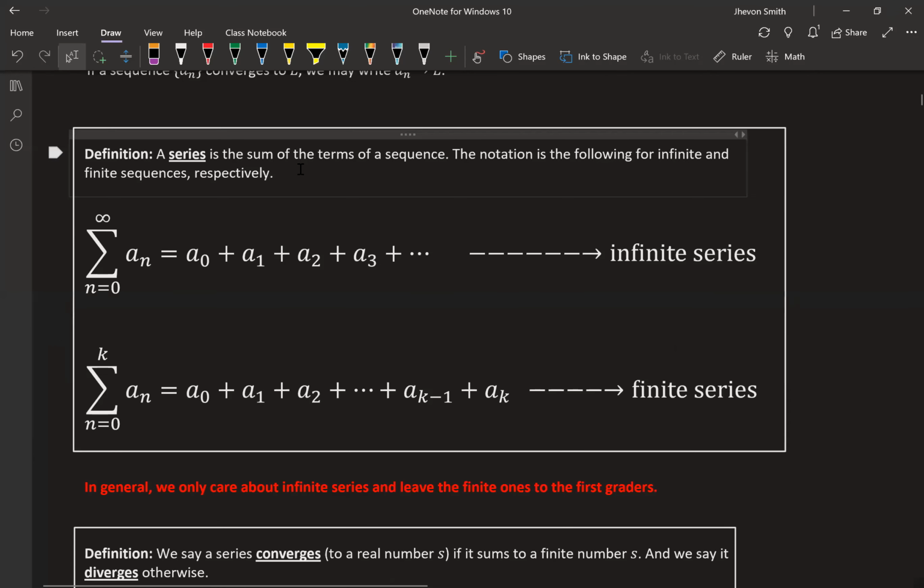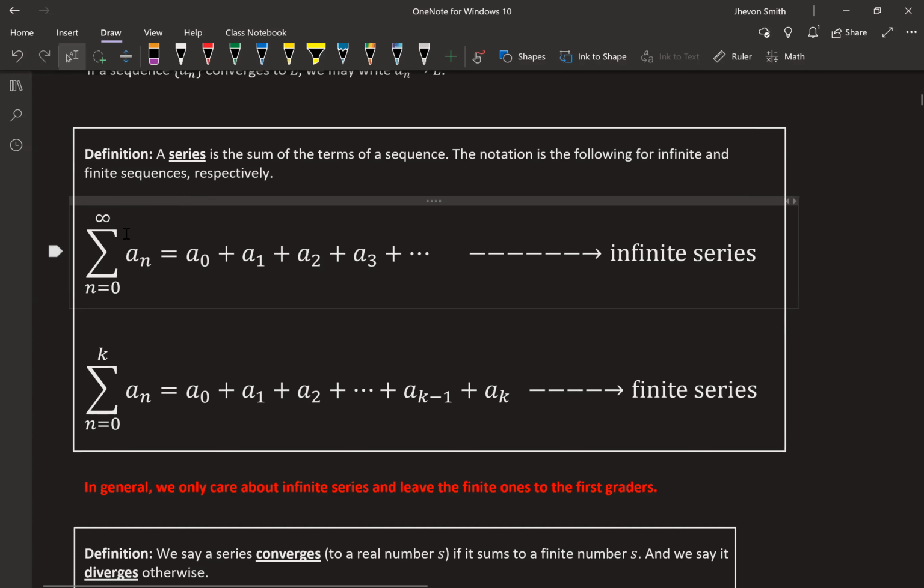A series is just the sum of the terms of a sequence. So this is the notation here: the sum of A sub n. You put this sigma notation, it's called, and that just means you're literally adding all these guys up. You get what's called an infinite series. Or you can have a finite series, which terminates at some point. Either way, we are mostly going to be concerned with infinite series. The finite series are too easy. We'll leave that to the first graders.